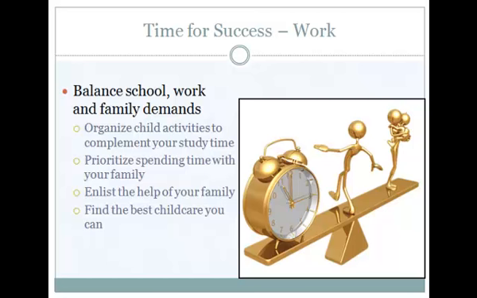Well, now, here we are back to balance. If you can balance your school, your work, and your family, you got it made. Organize your child care. Prioritize your spending time with family. Find some help from your family. Find the best child care. Anything and everything that you can do to find balance that allows you to be successful. That's your task for now. Go out, do it, and succeed.